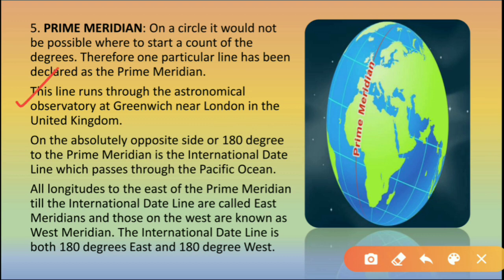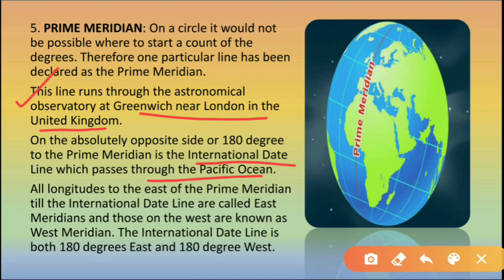This line runs through the astronomical observatory at Greenwich near London in the United Kingdom. See the next: on the absolutely opposite side, 180 degrees to the prime meridian, is the international date line, which passes through the Pacific Ocean.